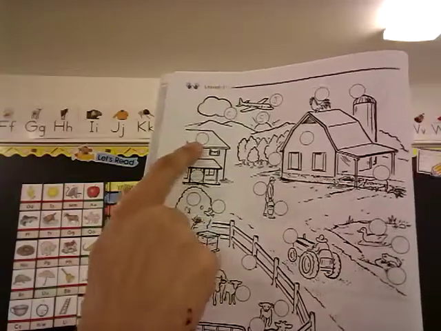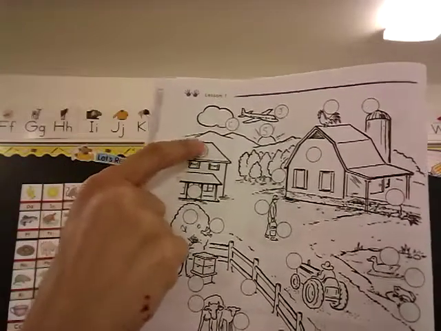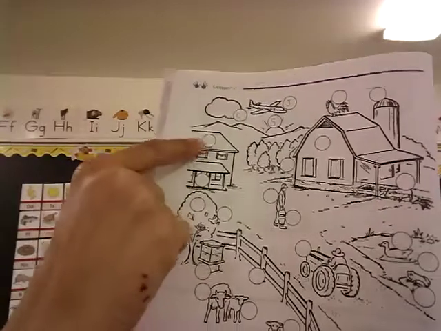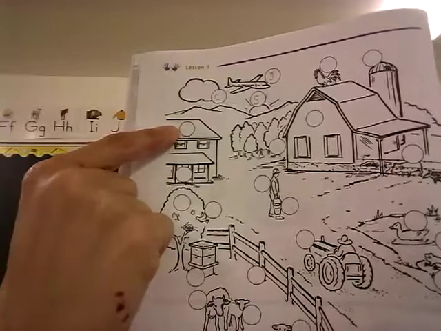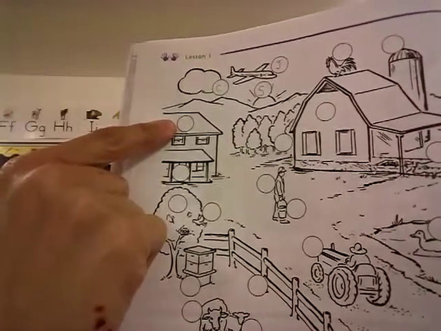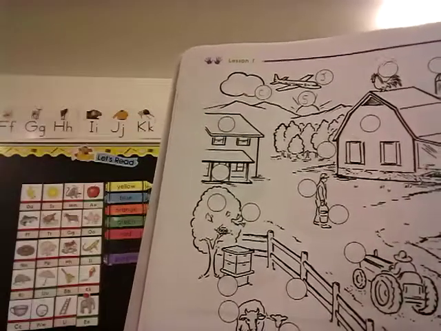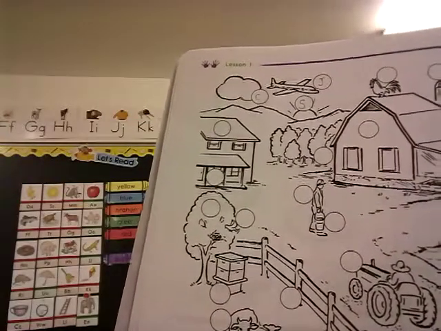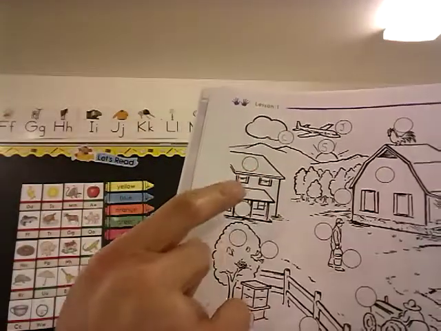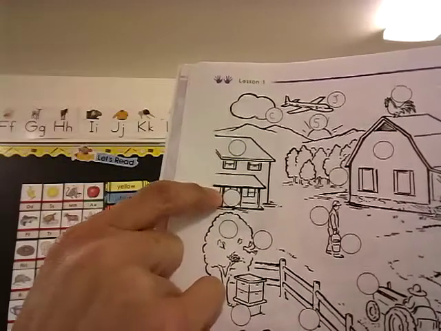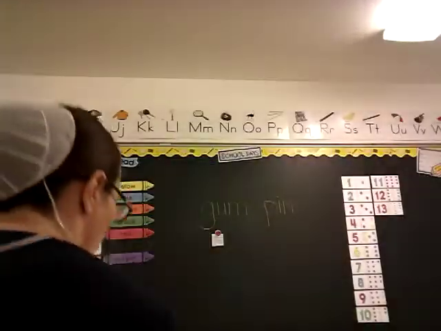Over here is a house. That goes up here in this circle on the roof. The roof is house. Which letter says like house? Remember, it's the letter that if you put your hand in front of your mouth, you feel that little poof of air. House. And this circle down here is for the porch. Porch.